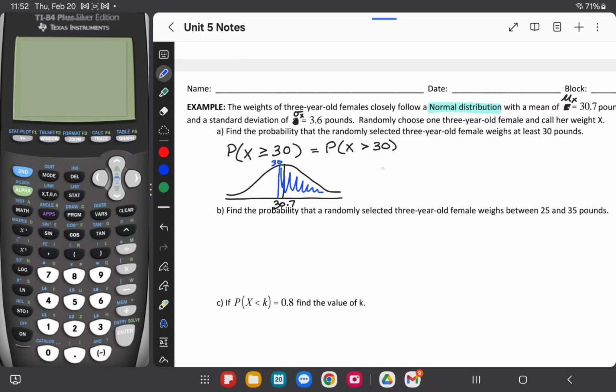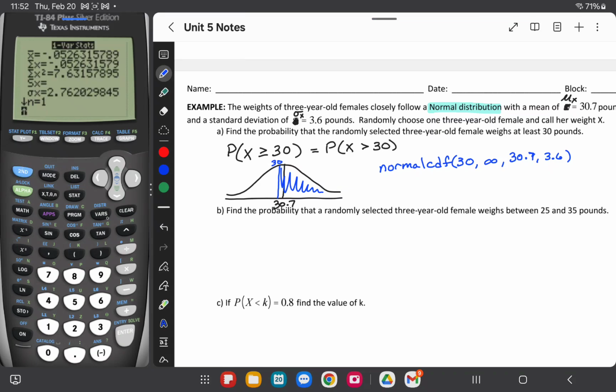So in order to calculate that, we're going to use our normal CDF button to find our area under the normal curve. For normal CDF, we're going to use 30 as our lower. We'll pick something very large for our upper. And then remember, the mean that they provided to us was 30.7 and standard deviation was 3.6. So using our calculator, let's go ahead and figure out what that would be.